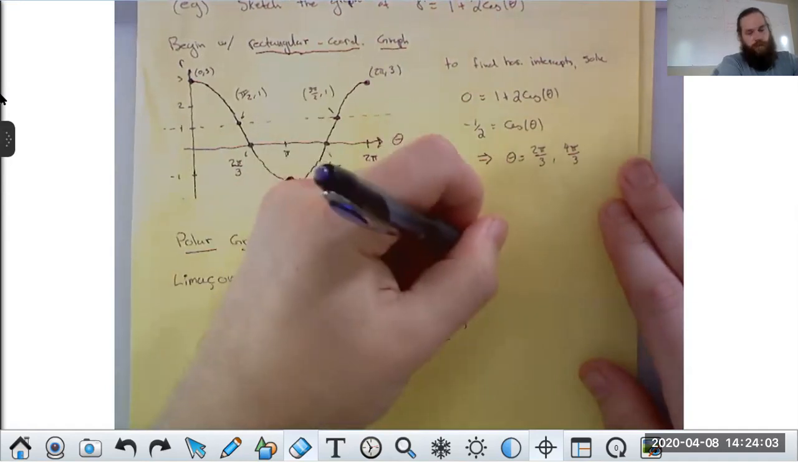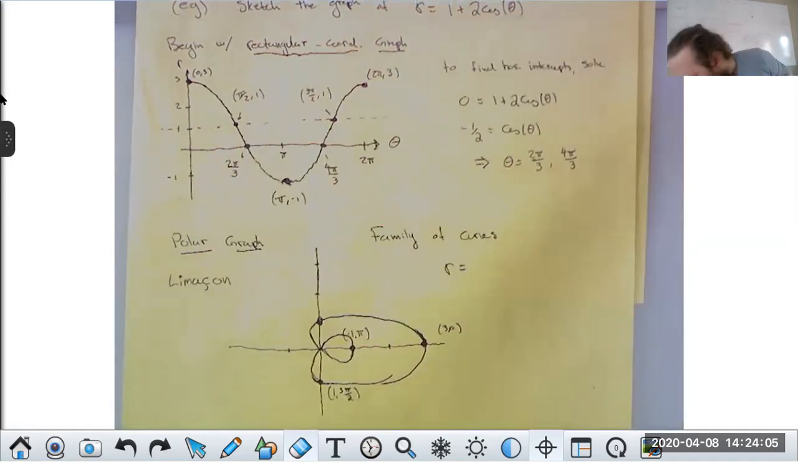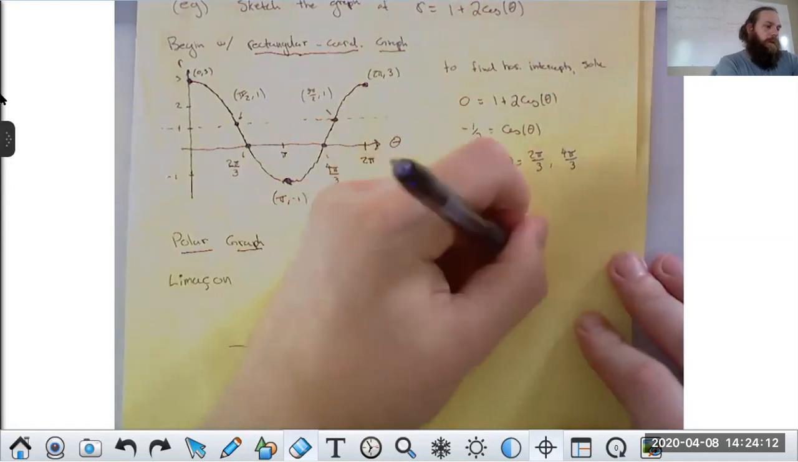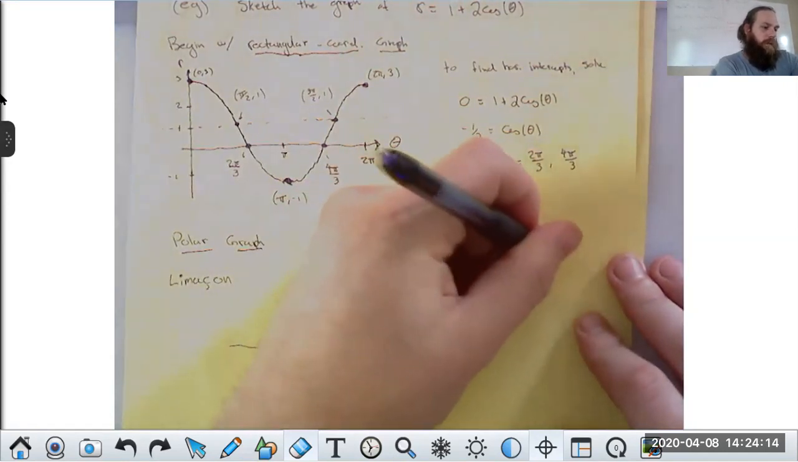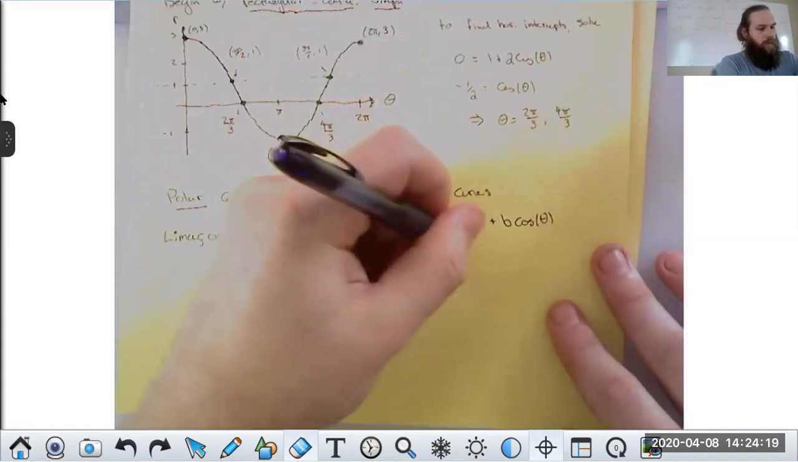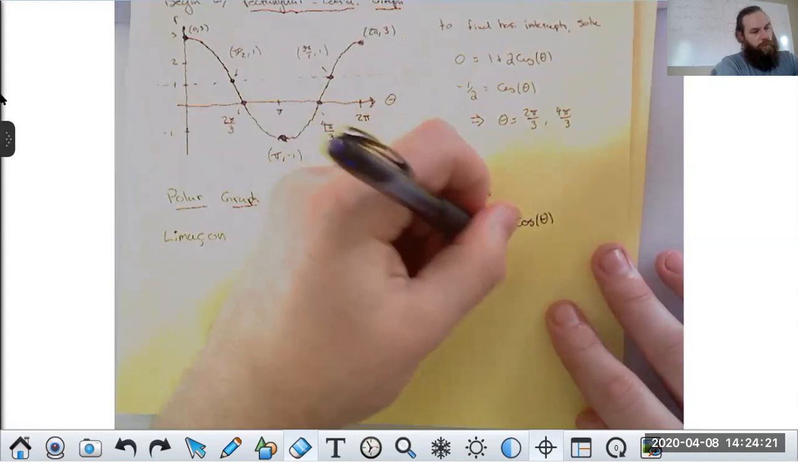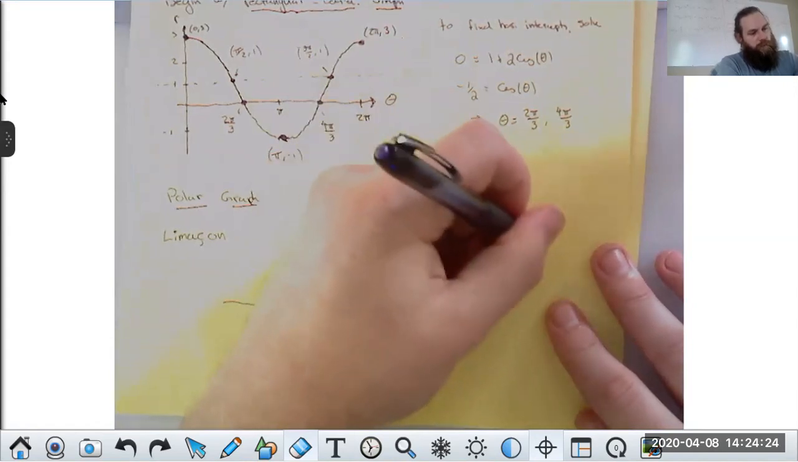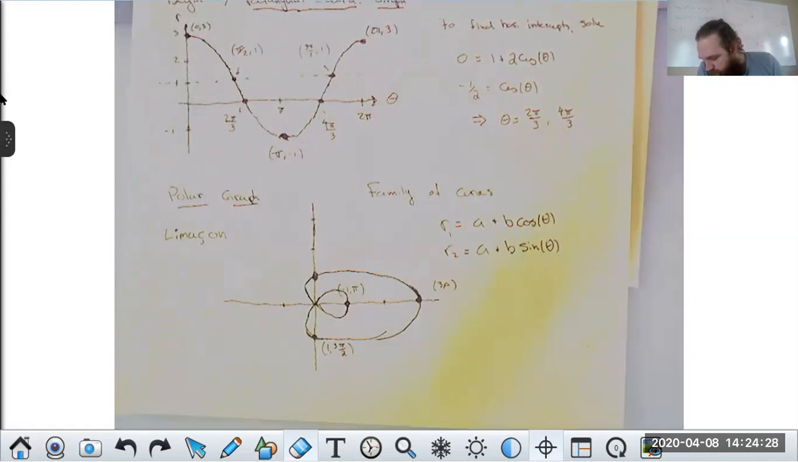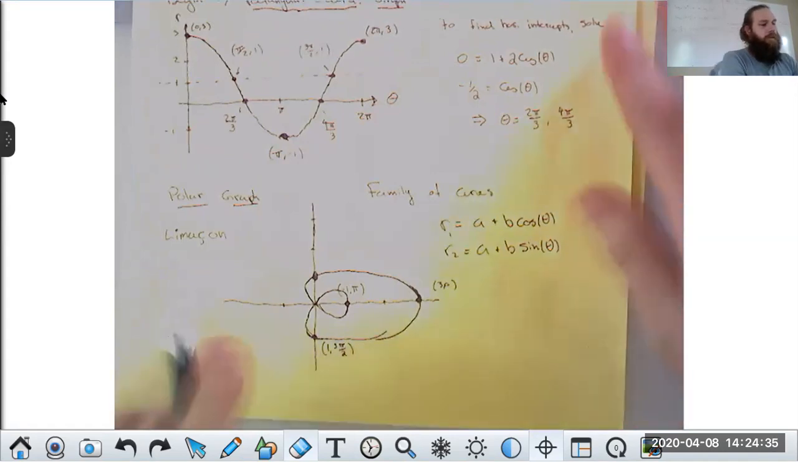So the family of curves r equals, I want to use the same notation as they do. A plus B cos theta, call that R1, and R2 equals A plus B sine theta. These will generate either cardioids or limaçons, depending on the relative sizes of A and B.